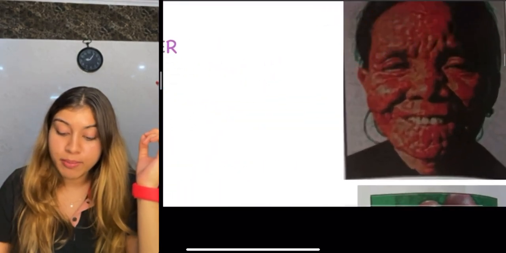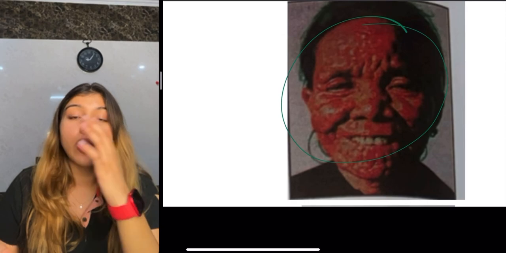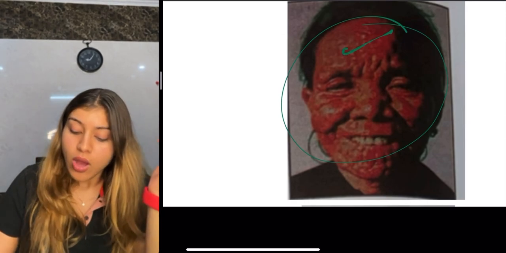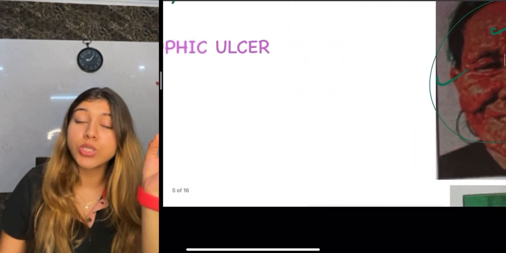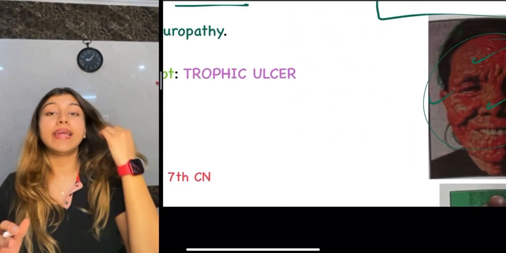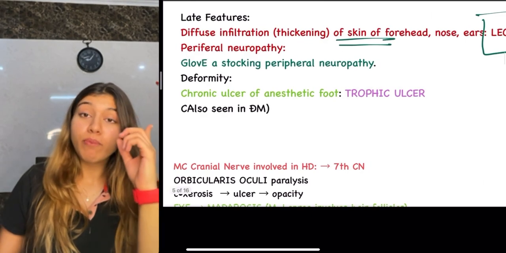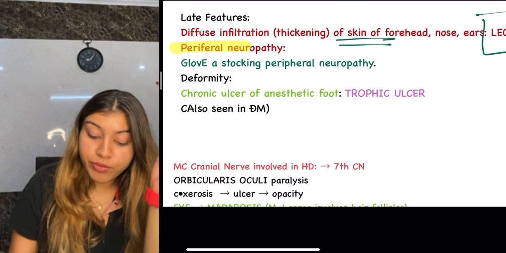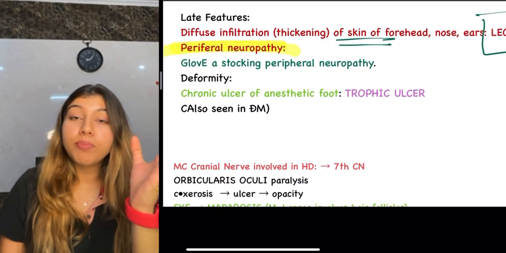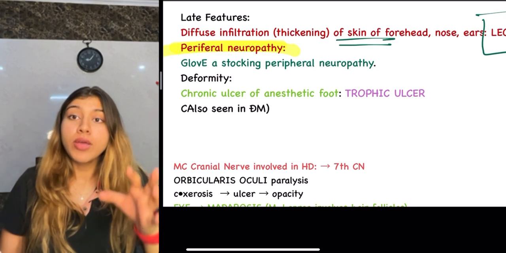Okay, let us look at this image. I can see diffuse infiltration, diffuse thickening all over my face, on my forehead, on my nose, around my ears. So this is your leonine facies. This is going to be a delayed complication of leprosy. One more important thing, guys, is that you will have peripheral neuropathy. And what kind of peripheral neuropathy? You're going to have glove and stocking type of neuropathy.